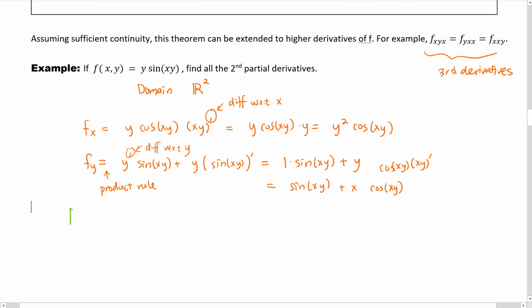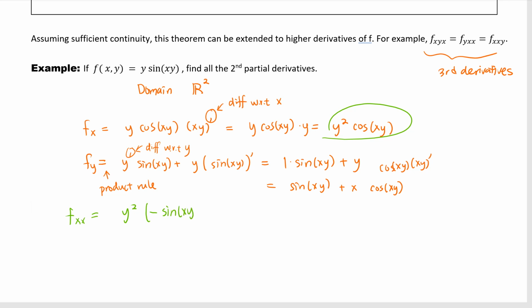Let's continue. So, second partial derivatives, fxx. We want to take this guy and differentiate with respect to x. So what do we get? y squared is like a constant, so it stays there. The derivative of cosine is minus sine xy, but we have the chain rule, so (xy)'. This prime, we take the derivative with respect to x.